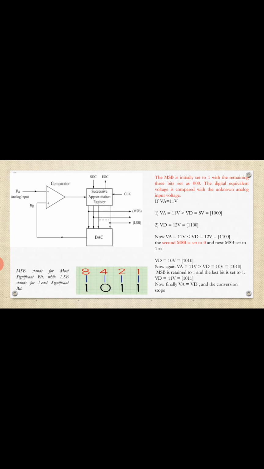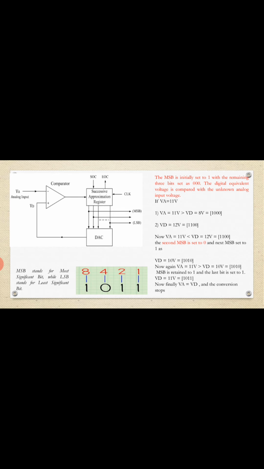And the successive approximation register, with SOC and EOC. We will not go into a more elaborated way, because in the textbook only the figure is given and you have to write the operation. I am not explaining how SOC and EOC work. Just remember that SOC is start of conversion and EOC is end of conversion.